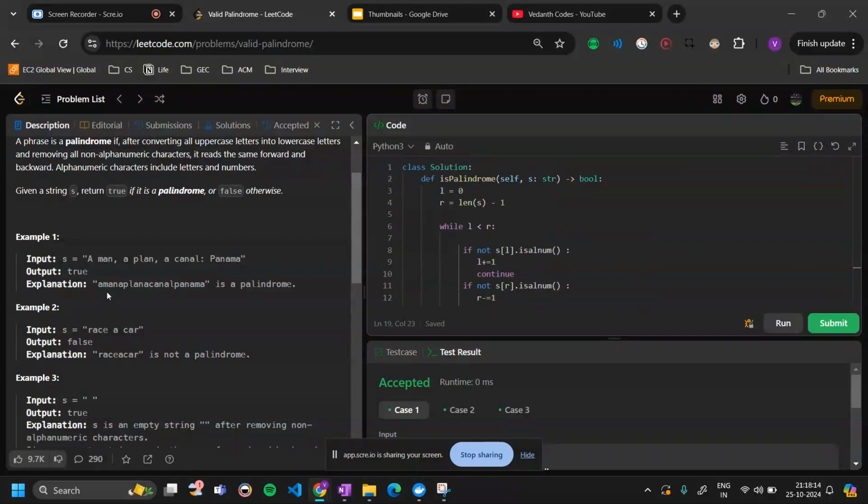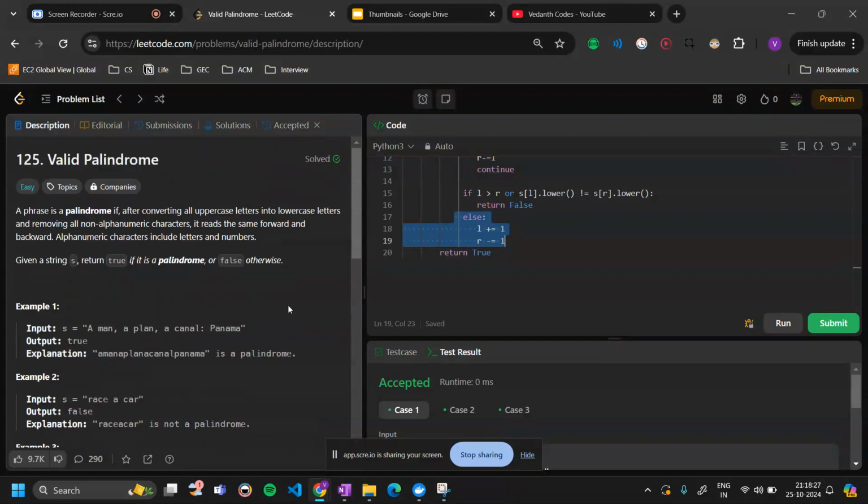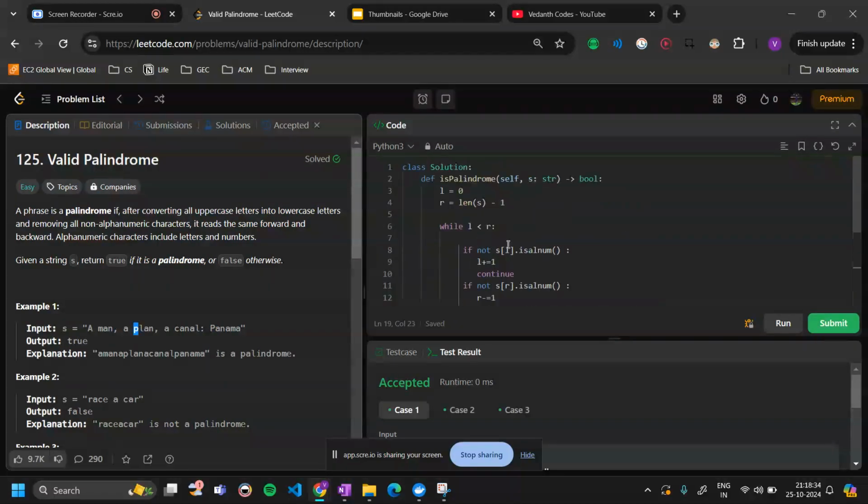One thing to keep in mind, which I forgot to mention, is we'll always have to check for the lowercase, because sometimes it can be an uppercase, like here. P is capital here and P is small here. So always check the lowercase of the alphabet.